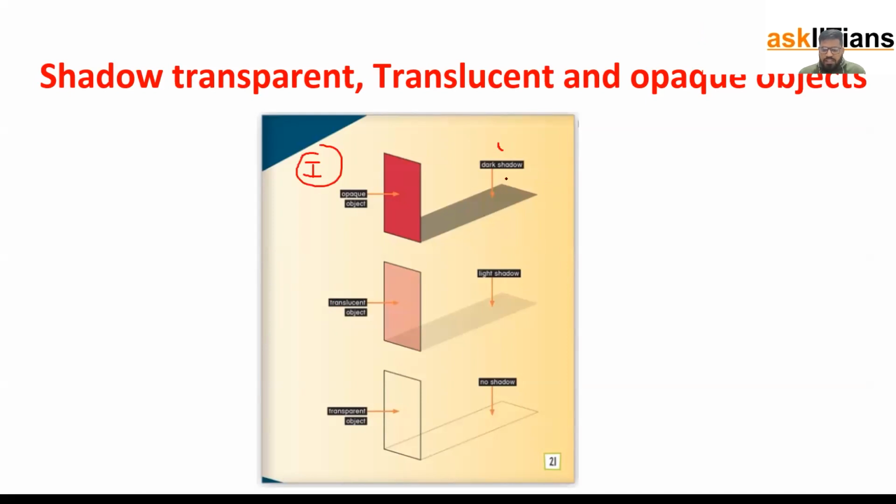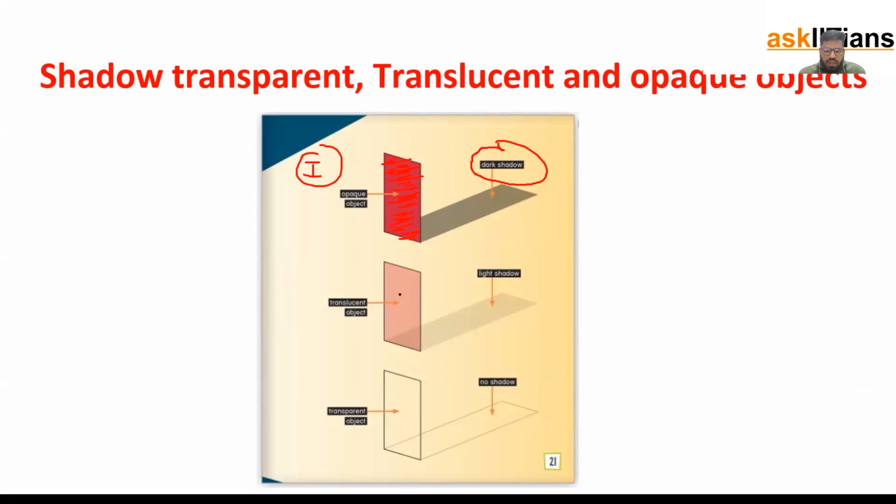So the most prominent shadow, or you can say dark shadow, will be observed in the case of an opaque object, because it will completely block the light. That was our main concern in observing the shadow: that the object should be opaque so that it will be easily able to block the light.